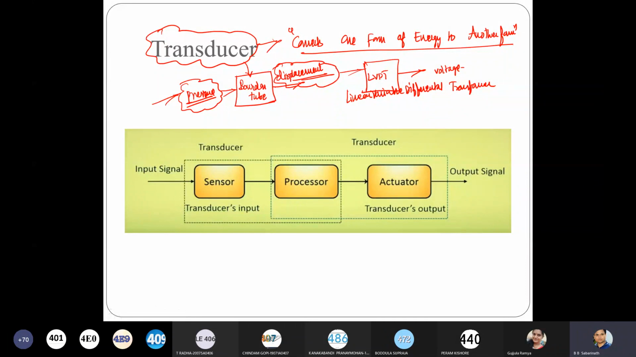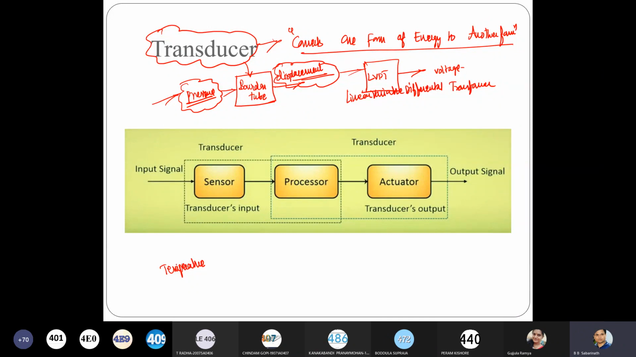Why do we need to convert one form of energy to another? For example, see this circuit. Suppose I want to measure a temperature. How can I directly take a temperature signal and use it for processing? It's not possible, right?